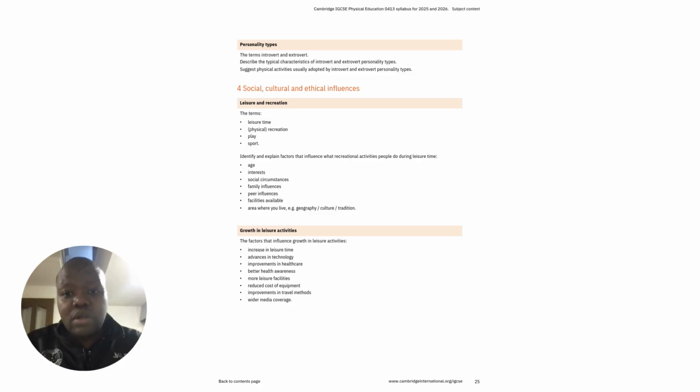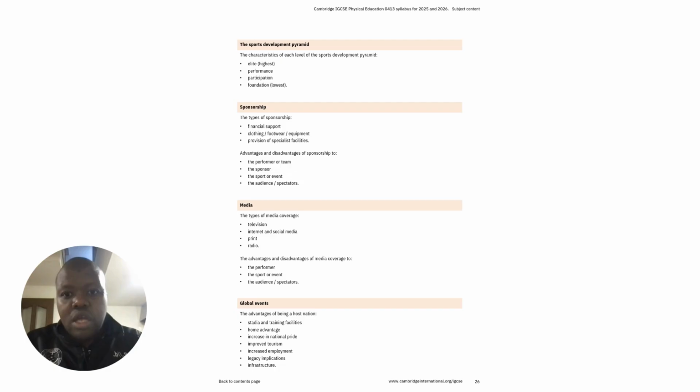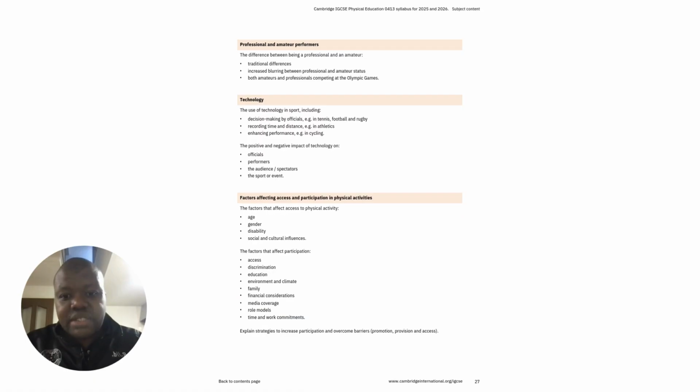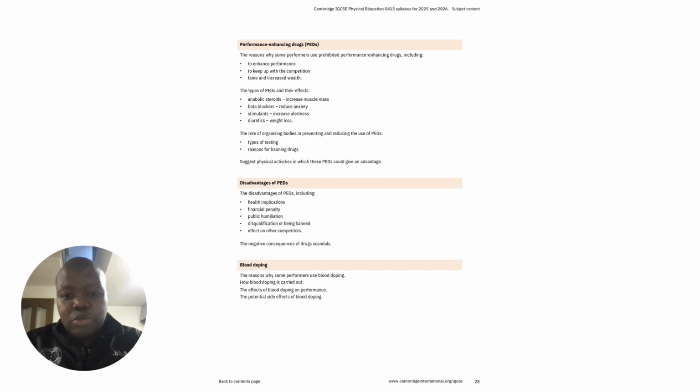personality types. Under Unit 4, social cultural elements of sports, we'll be focusing on leisure and recreation, growth in leisure activities, sports pyramid, sponsorship, media, global events, technology, professional and amateur performers, factors affecting successful sports participation and factors affecting performance, performance enhancing substances, and blood doping.